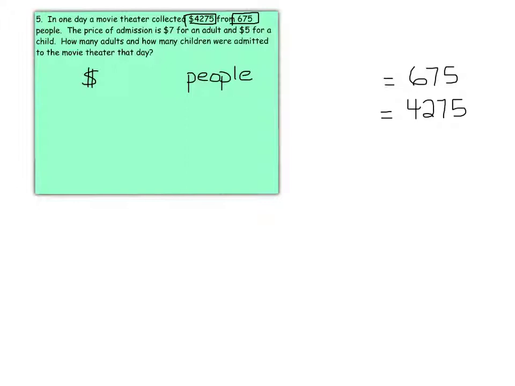All right, so let's talk about what makes up this equation right here. What's making up the 675? Well, in the reading, they tell us that we have adults and children. So we have so many people. So that would be the people are adults and children. So those add up to the total of 675. So we're going to have A plus C. How many adults and how many children will equal 675?